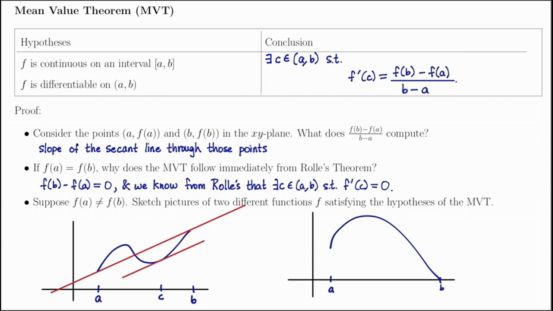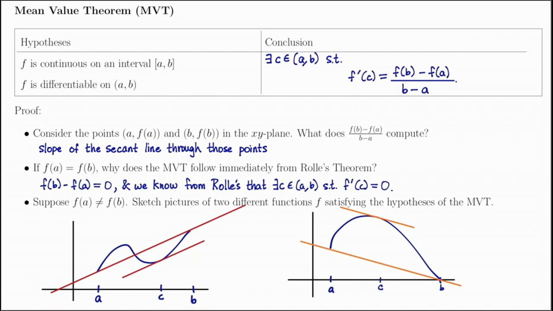In the picture on the right, here's our secant line through the endpoints. And in this picture, to me it only looks like we have one candidate. So there's our point c where the tangent line is parallel to the secant line through the endpoints. We'll continue discussing this function on the next slide. Let me just look at these pictures though and tell you how the proof is going to work.